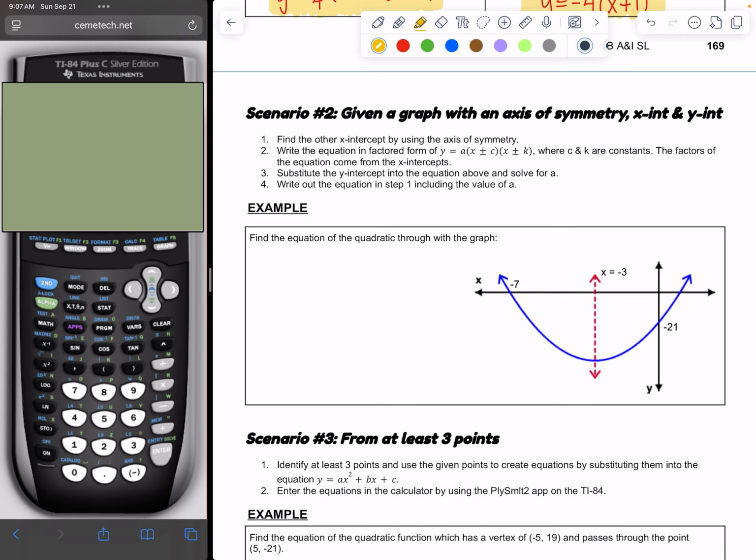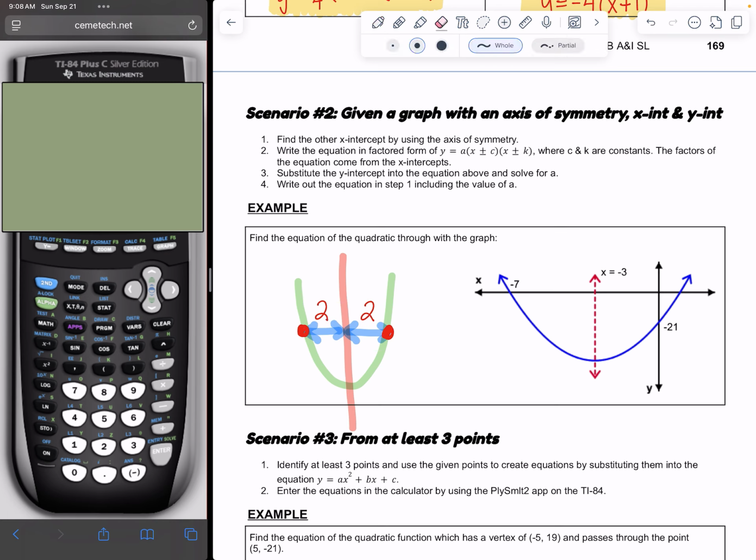One thing that we need to remember is that anytime we have a graph and we have an axis of symmetry, the points are equidistant from each other, or equidistant from the axis of symmetry. So I know that if this is 2 units away, this is going to be 2 units away. So I'm going to take that same thought process when trying to write this equation.